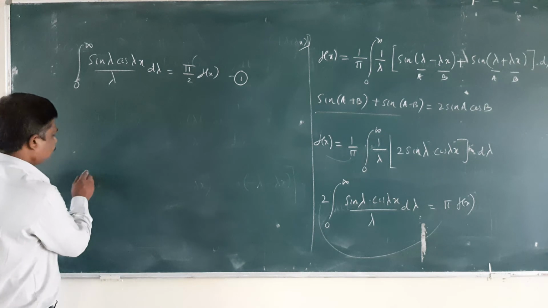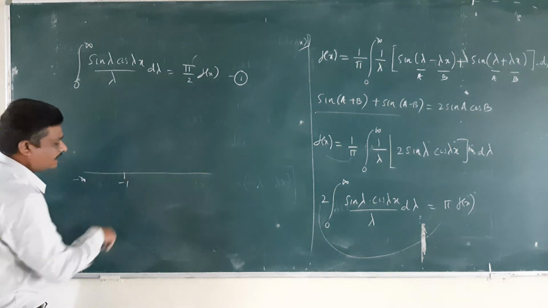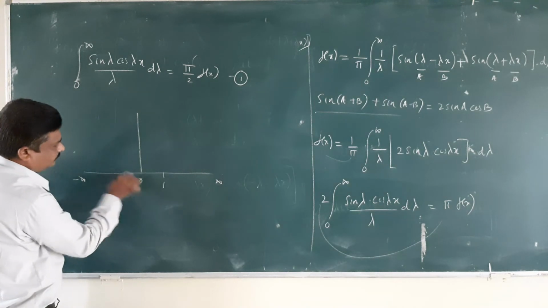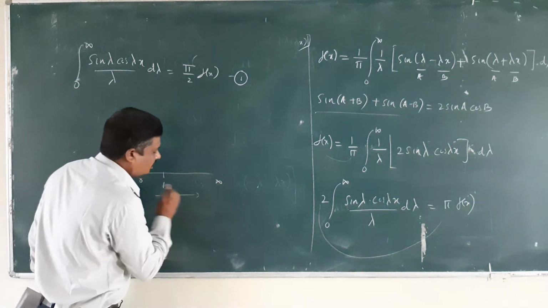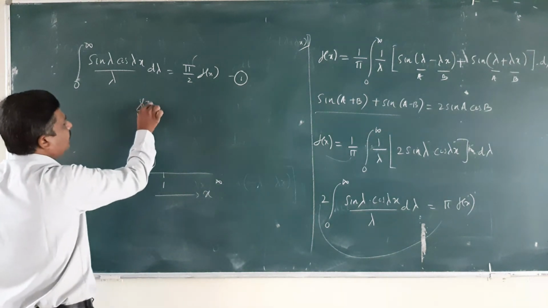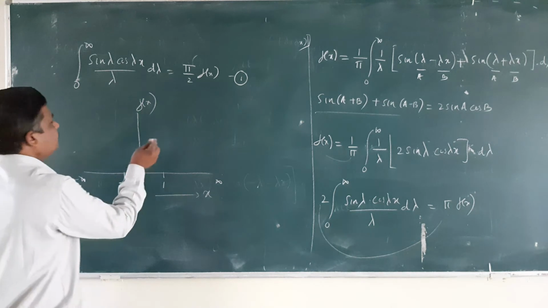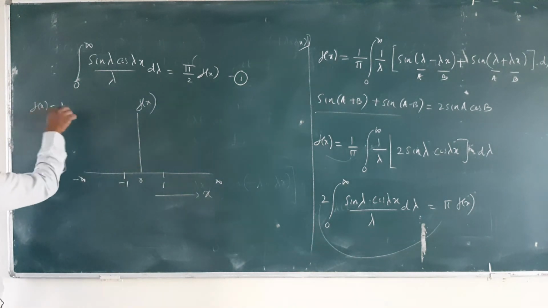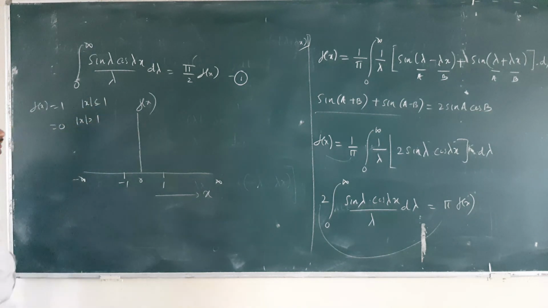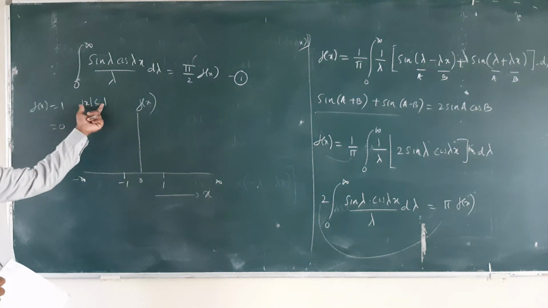So here I will plot the graph. This is minus infinity. I will take here minus 1, this is plus 1 and this is infinity. Along x axis I will take the values of x, along y axis I will take f of x. Our given function is f of x equal to 1, mod x less than or equal to 1, and 0, mod x greater than 1. Mod x less than or equal to 1 is nothing but x lies between minus 1 and plus 1.